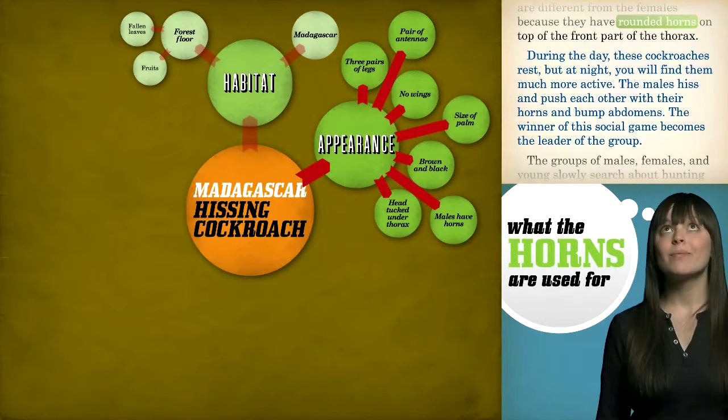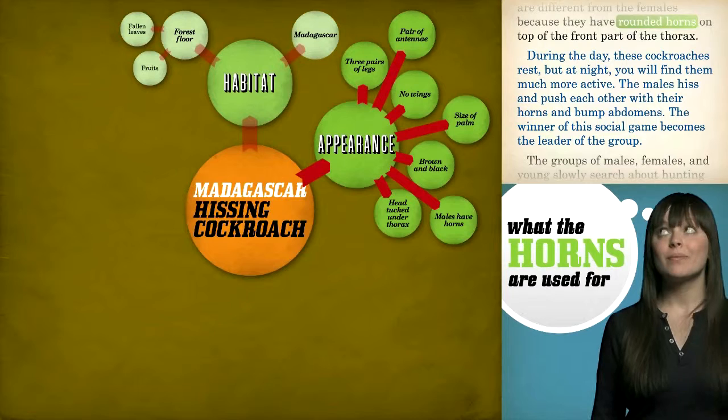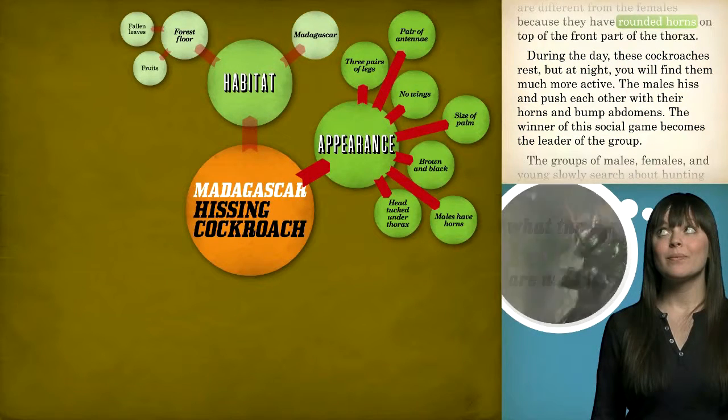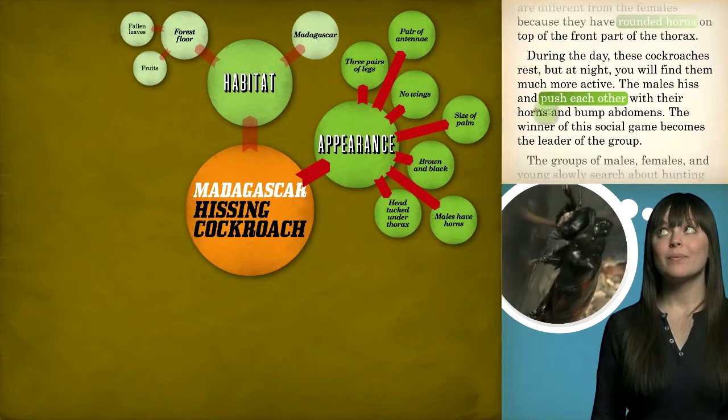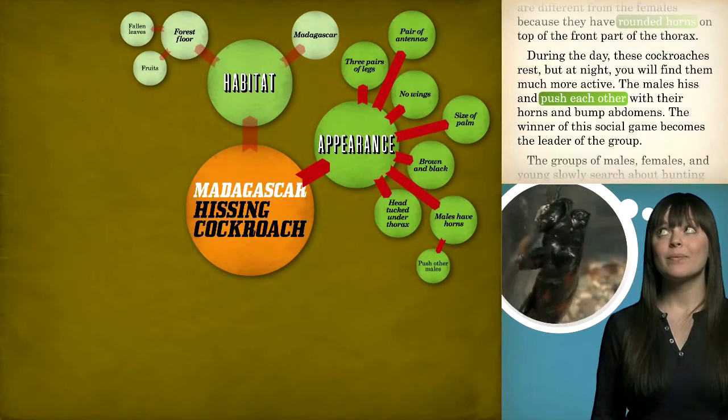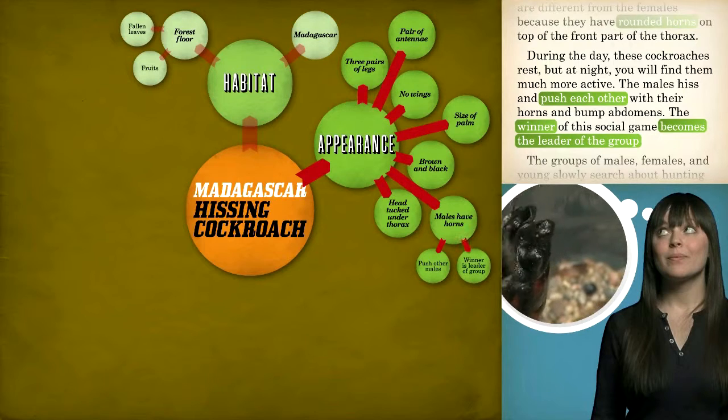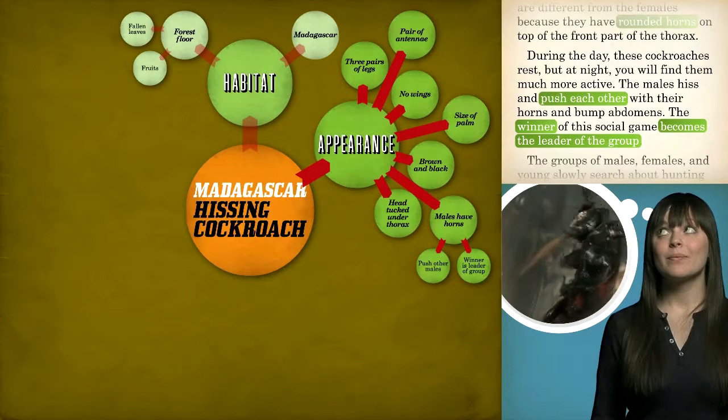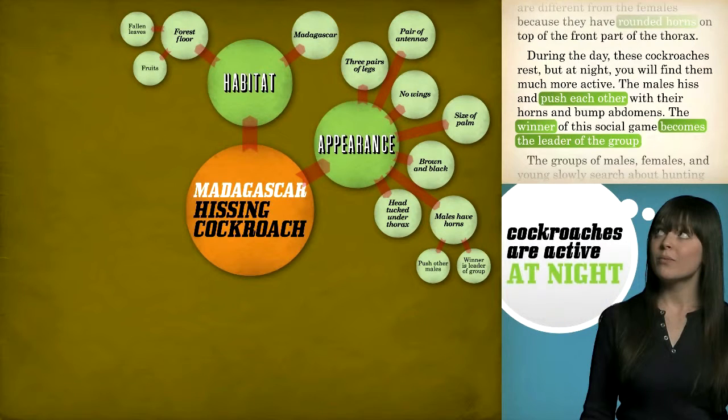During the day, these cockroaches rest, but at night you will find them much more active. The males hiss and push each other with their horns and bump abdomens. The winner of this social game becomes the leader of the group. I see that the horns are used when fighting other males, so I'm going to add push other males, extending from males have horns. I read that the winner is the leader of the group, so I'm going to add that as well. I also learned that they are nocturnal or active at night. I'm going to add another circle indicating this important fact.